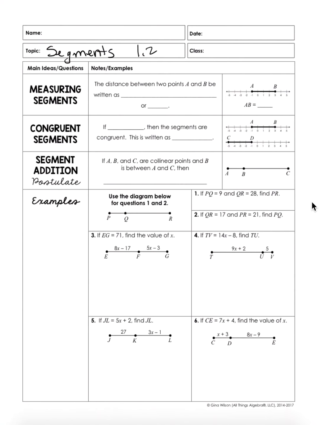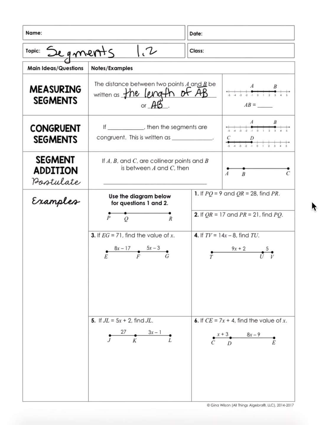The distance between 2 points, A and B, can be written as the length of segment AB. Now, with a segment, we put a hat on it, just like we did with lines. But instead of having arrows at the end, we leave it without the arrows, okay? So the length of AB, we just write as AB without a hat. So if we're naming the segment, we're going to use a hat. And if we're talking about how long the segment is, we're not going to use a hat, okay?